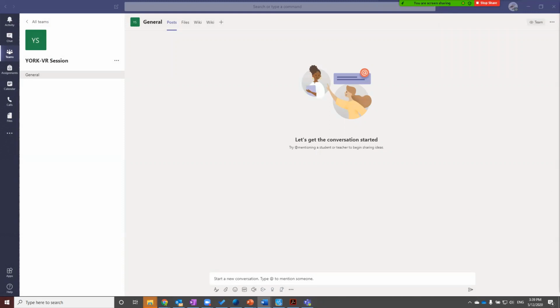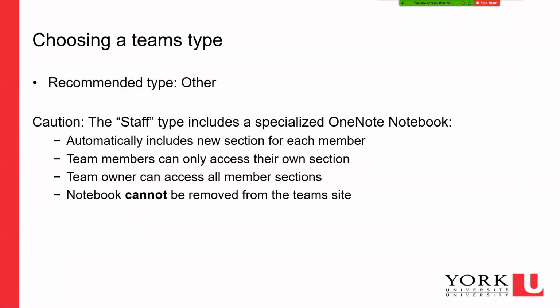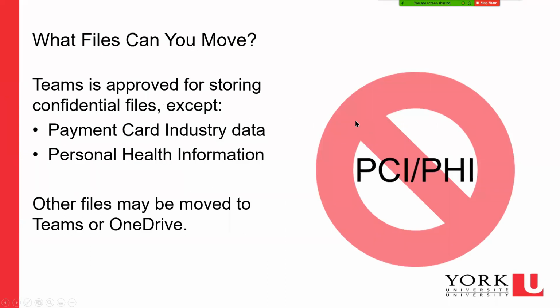Okay, next is to decide what exactly you want to bring over. This is the big thing that comes up a lot. I have my team. I kind of want to move a lot of my content over. So Teams and OneDrive are both approved by the university for storing confidential files, except for payment card industry data and personal health information. So you can start moving over all of your stuff as long as it doesn't fall into one of these categories.